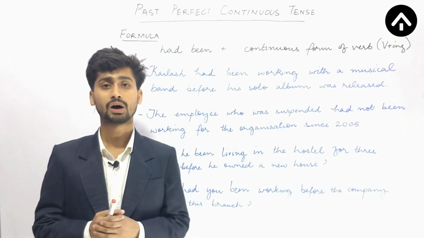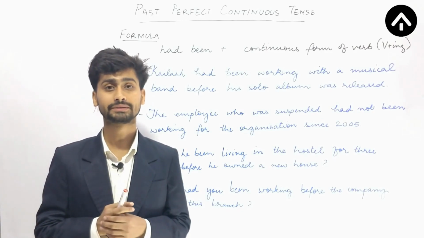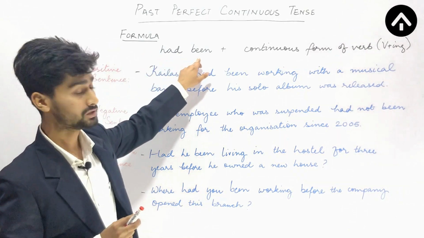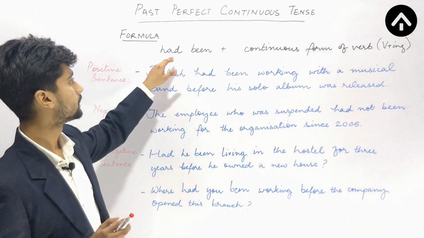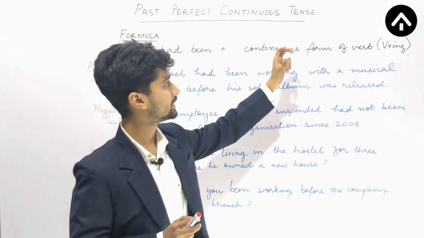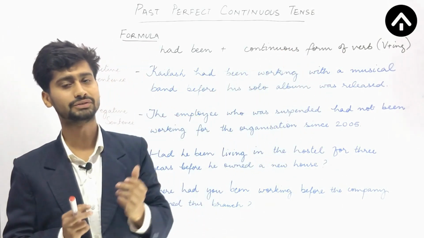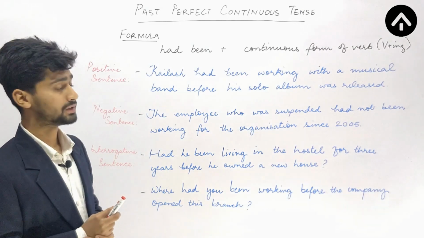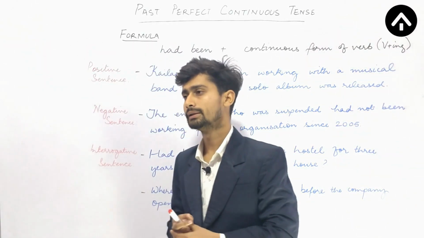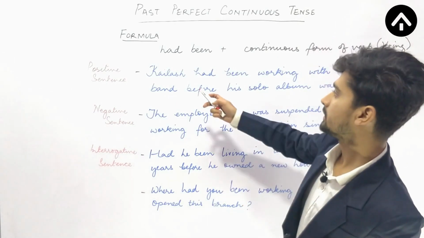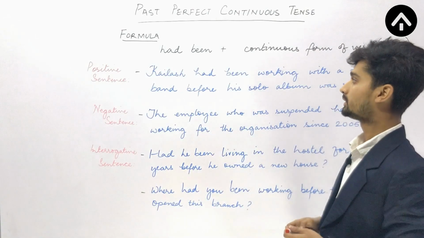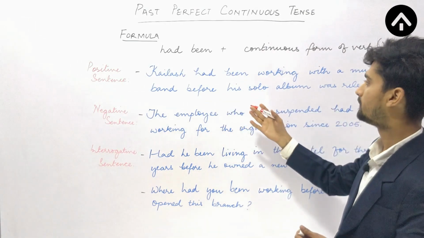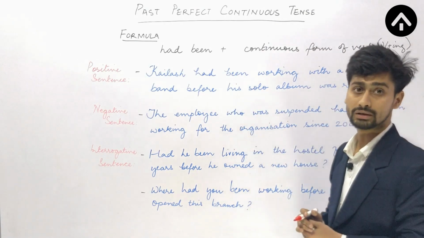So now we will see how to frame a sentence of past perfect continuous tense. Alright. So the basic formula is had been. We use had been, and after that, we use the continuous form of the verb, that is the ing form of the verb. Okay. So if we have a positive sentence, that means an affirmative sentence, it will be something like this. The example is, Kailash had been working with a musical band before his solo album was released.